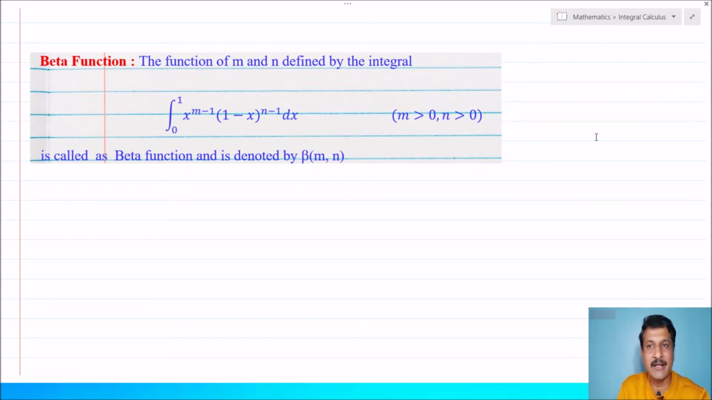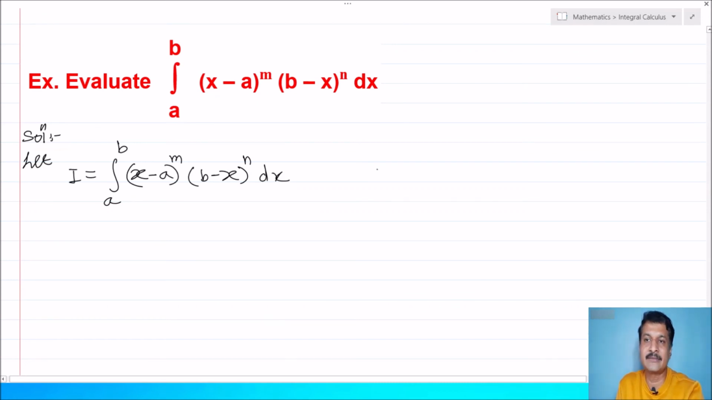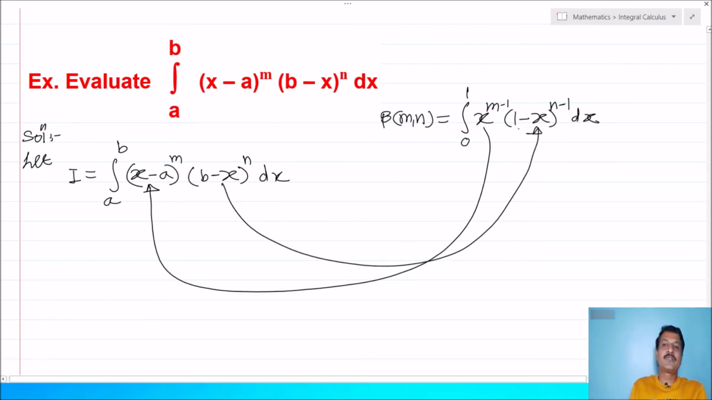For that, what do I require? See there, solution. Let this integral be denoted by I, integration a to b x minus a raised to m and b minus x raised to n dx. So if we relate this, beta of m, n equals integration 0 to 1 x raised to m minus 1 into 1 minus x raised to n minus 1 dx. I want here one variable, and you relate it with this one, so automatically you will get the substitution there.